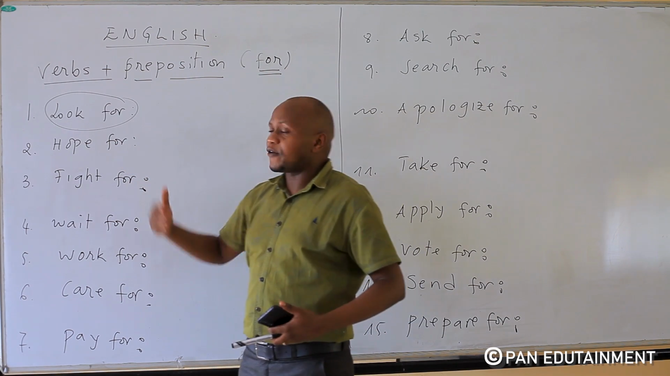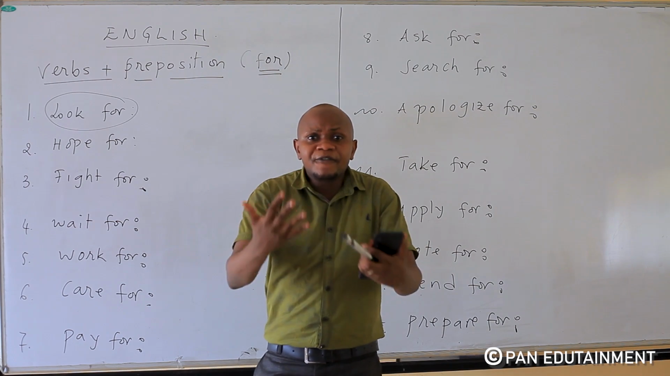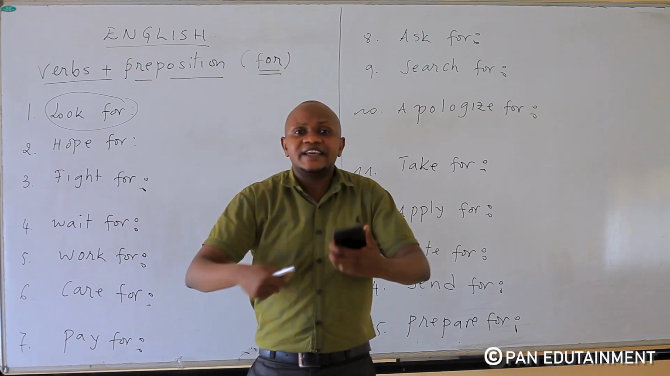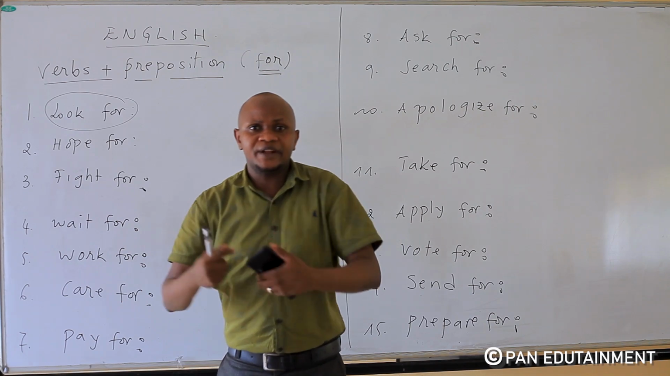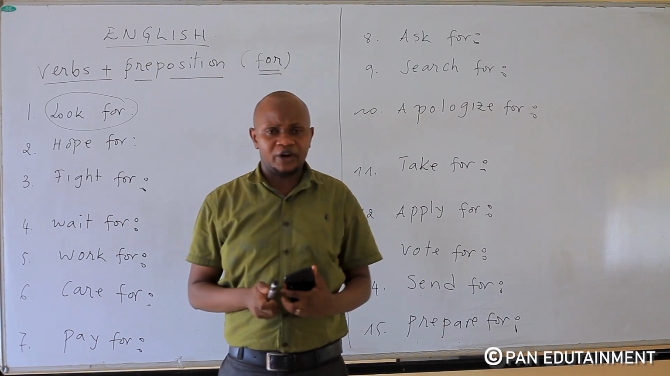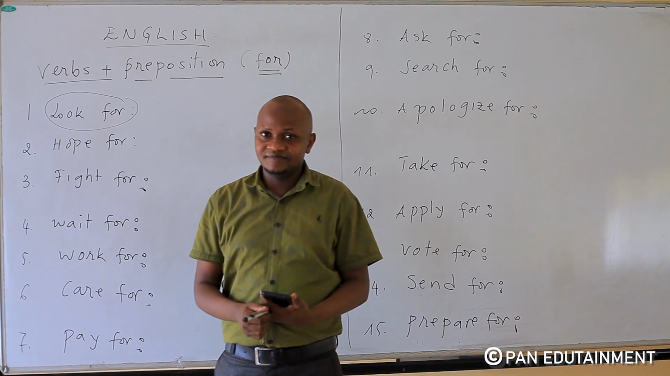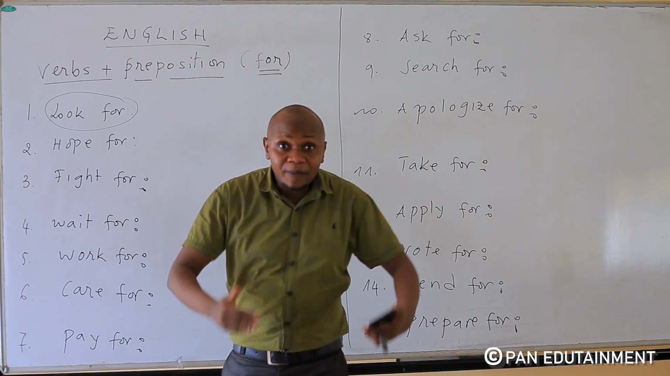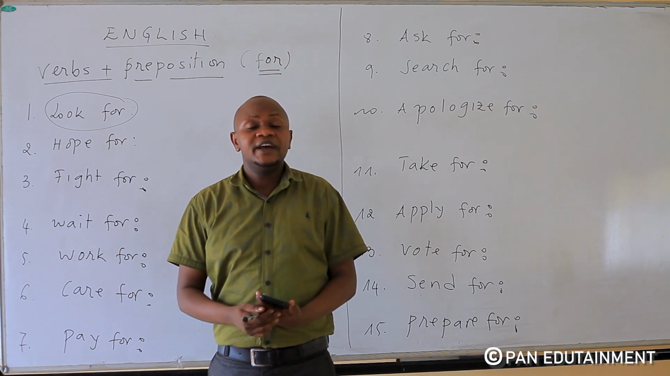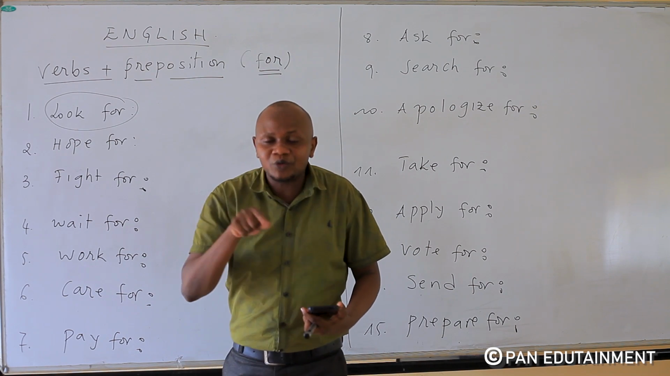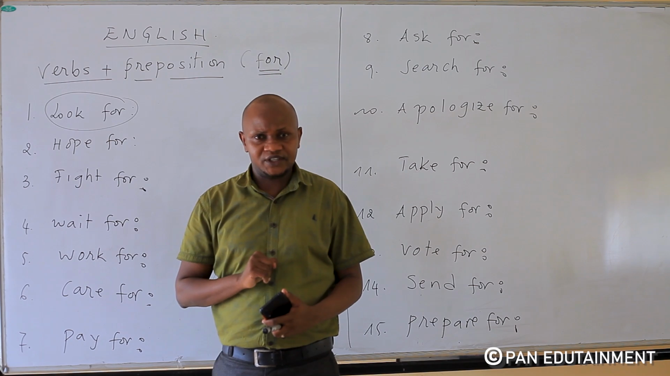Good. Hope for. Hope for ni nkuko kuvuga ngo ndizera ko ibi bintu biri buze kuba neza cyangwa uri buze kubikora cyangwa uri buze kuza. For example, I can say I hope for you to come. I hope for you to come. This means that ndizera ko mu byukuri utantenguha uri buze kuza. Okay?